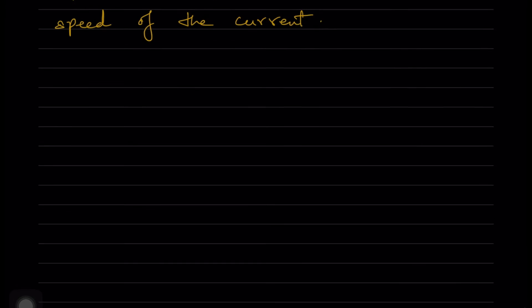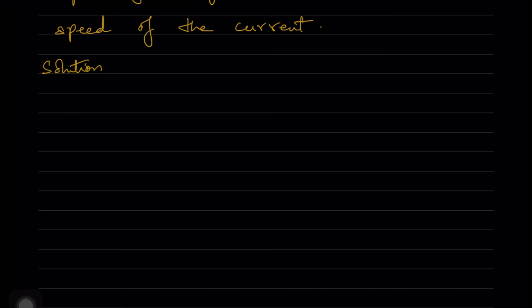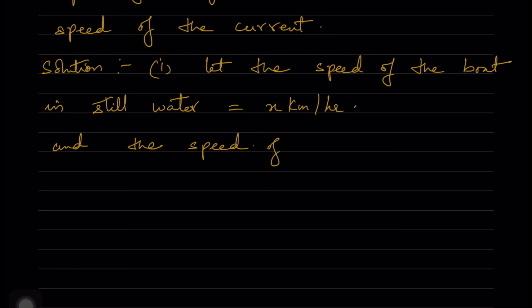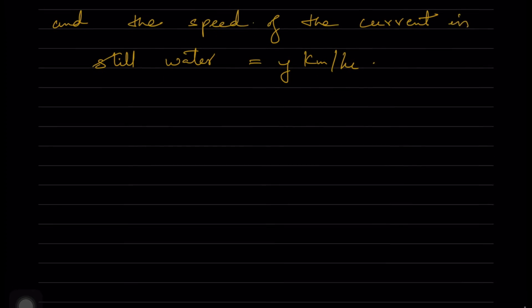So now we will just consider what is x and what is y. Let the speed of the boat in still water be equal to x kilometers per hour and the speed of the current is equal to y kilometers per hour.